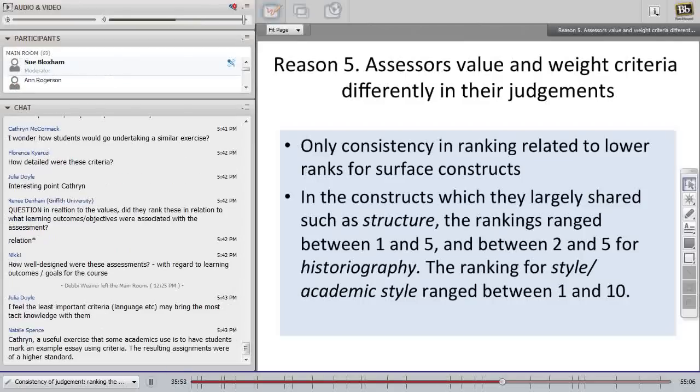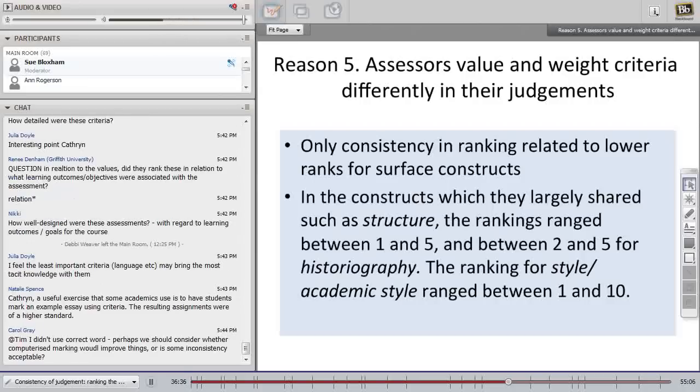In relation to the values, did they rank these in relation to what learning outcomes and objectives were associated with the assessment? They were given the criteria, but they were just asked to rank what they had noticed themselves. So they weren't asked to rank the criteria they were given. They weren't necessarily given the learning outcomes. We just gave them the assignments and the criteria. Now, it could be, of course, if people have more information, then they may rank them differently and other things may become more important. I don't know if that's any help.